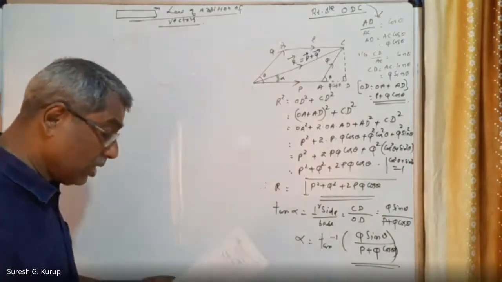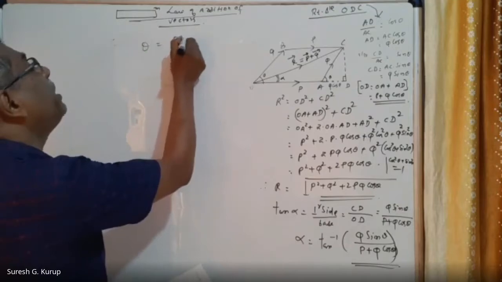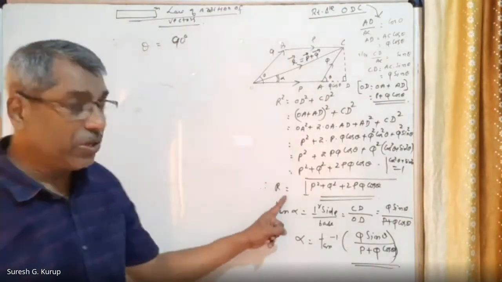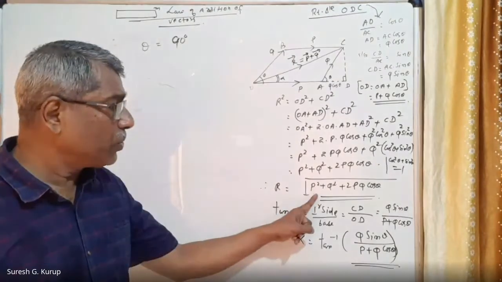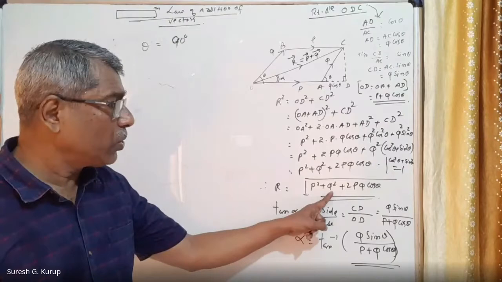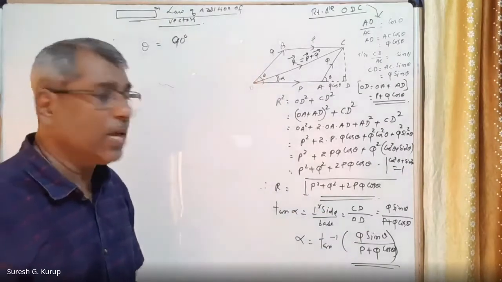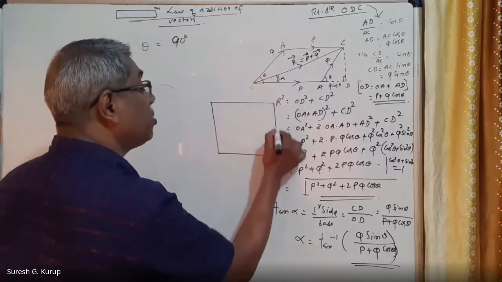The third thing is when theta is equal to 90 degree. When theta is equal to 90 degree, R, the resultant magnitude of the vector, R is equal to P square plus Q square plus 2PQ cos theta. If theta is equal to 90 degree, that means the angle between the two vectors is 90 degree. That means like this. This is the situation.